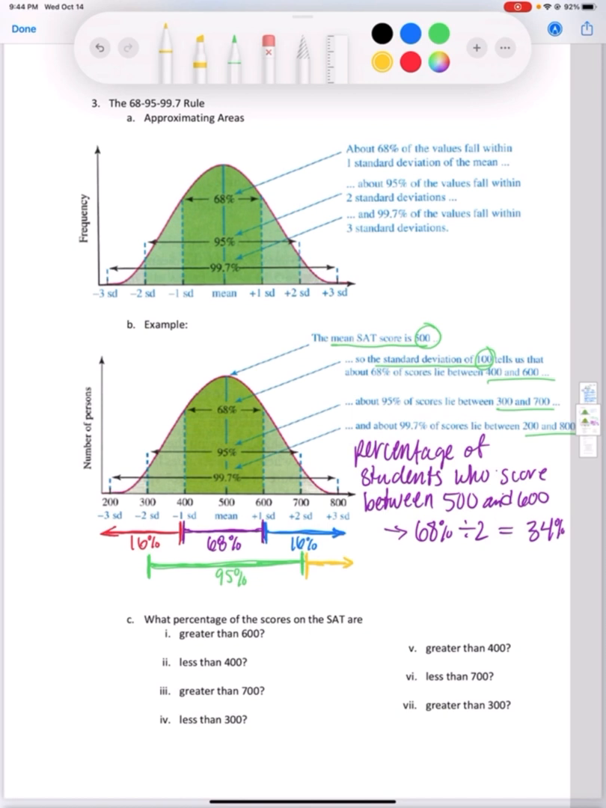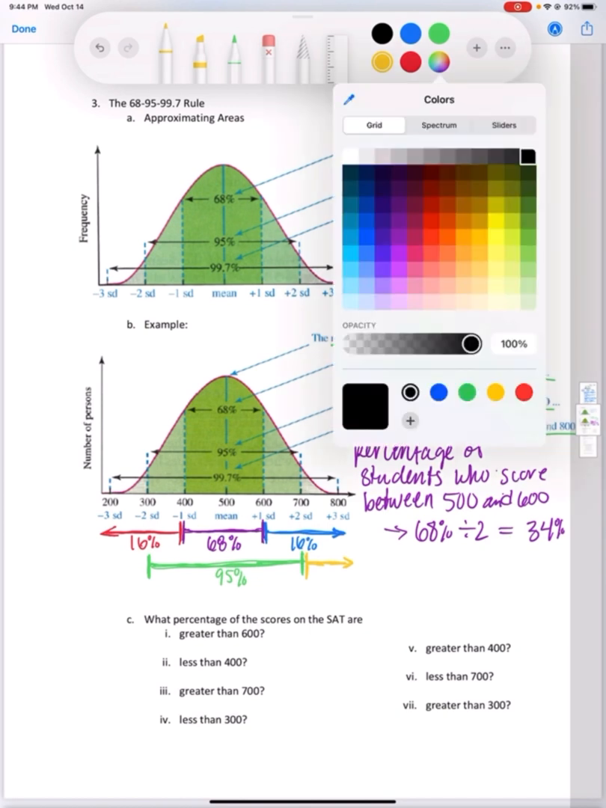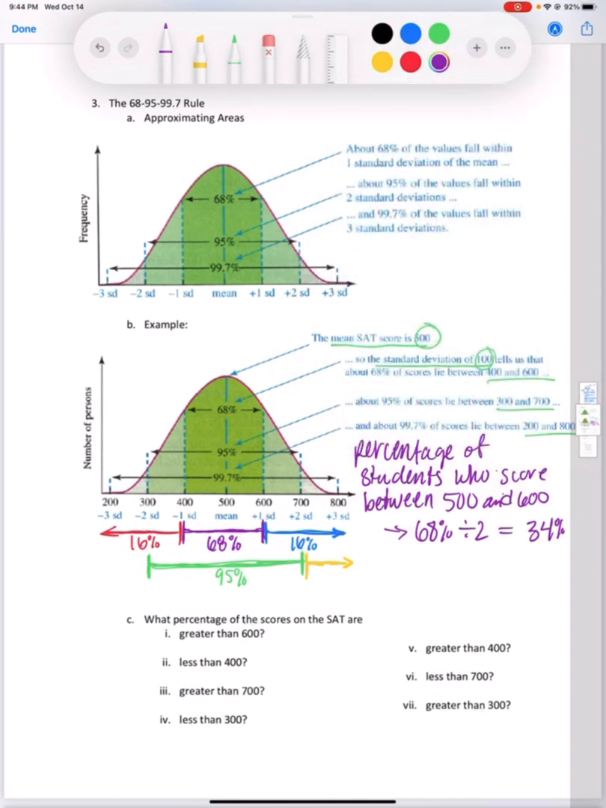Above 700 and below, it's purple, and below 300 will span the rest of the data set from 95, which means that we know that 5% has to be split between two parts. So this right here is 2.5%, and that's below 300, and this above here is 2.5% as well.